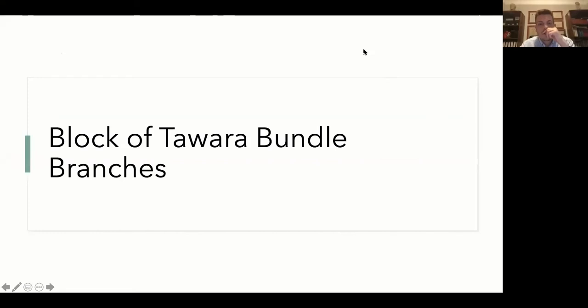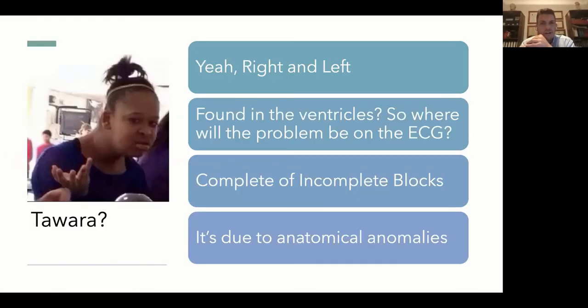Good. So, block of Tavara bundled branches. I take it no one said Tavara during anatomy, but yes, the right and left bundle branches are called branches of Tavara, okay? And they're found in the ventricles.